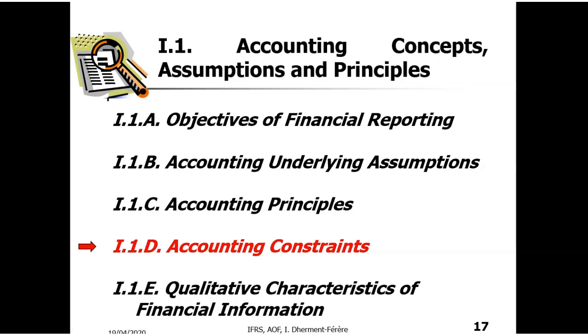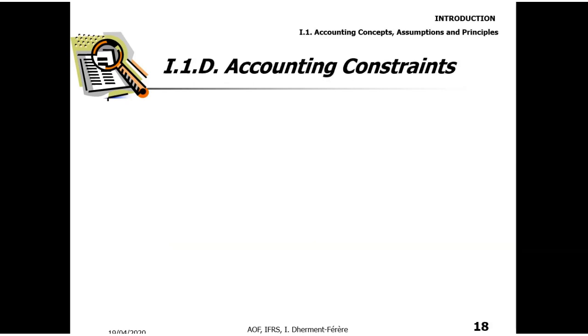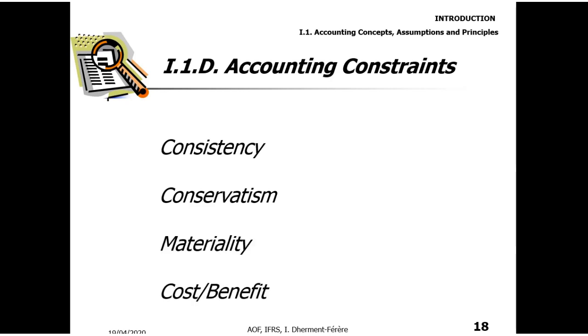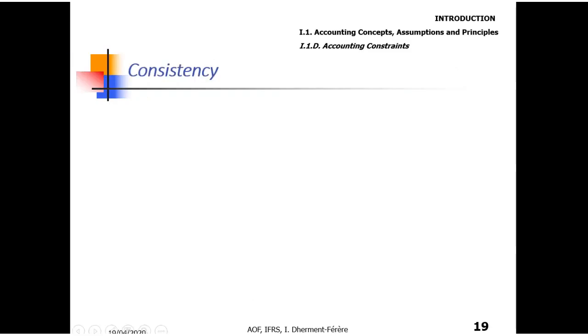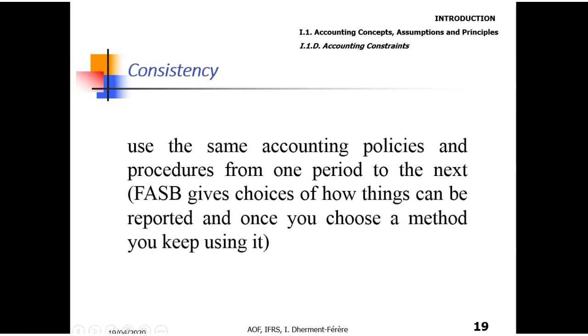The following point is about accounting constraints. That is, consistency, conservatism, materiality, and cost-benefit. Consistency. Use the same accounting policies and procedures from one period to the next. FASB gives choices of how things can be reported, and once you choose a method, you keep using it.